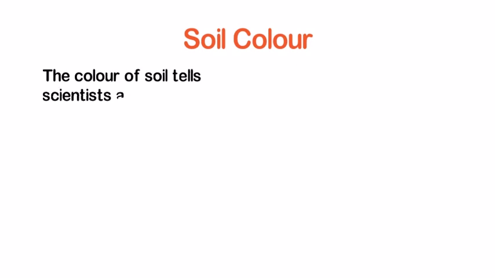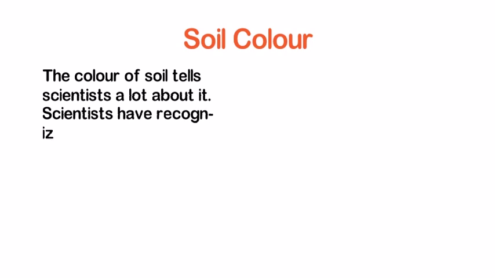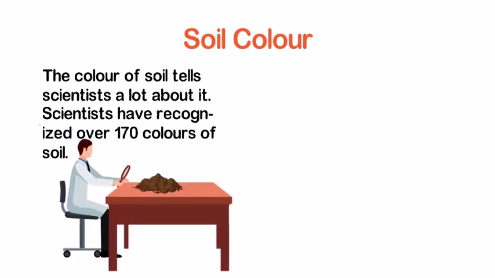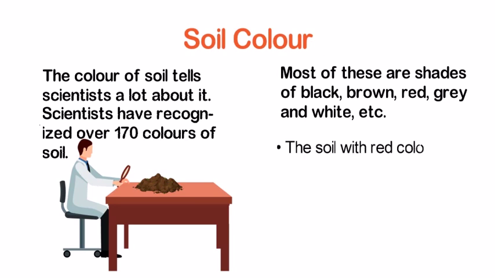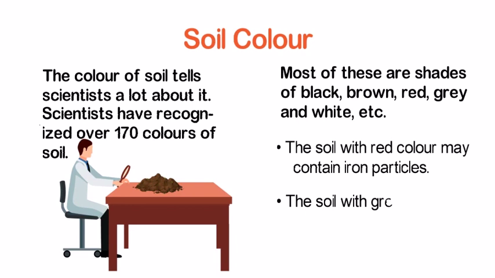Soil color. The color of soil tells scientists a lot about it. Scientists have recognized over 170 colors of soil. Most of these are shades of black, brown, red, gray, and white, etc. The soil with red color may contain iron particles. The soil with gray color may contain quartz particles.